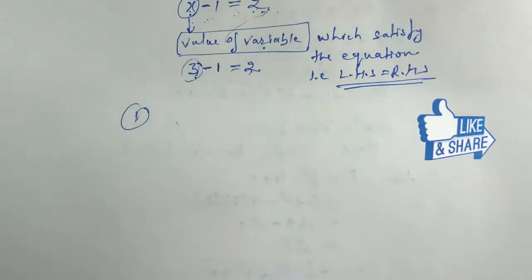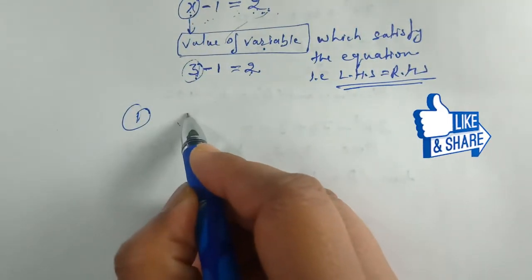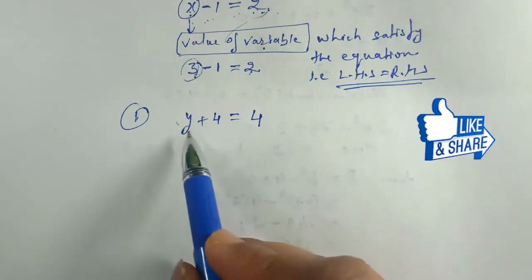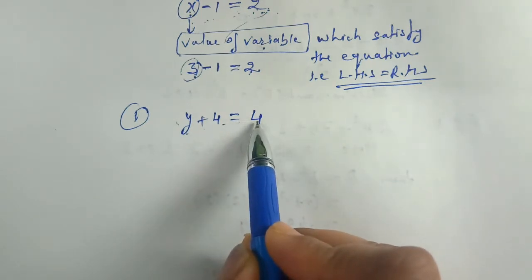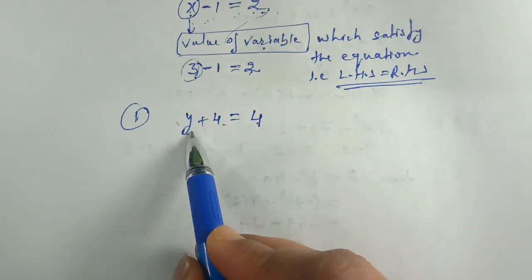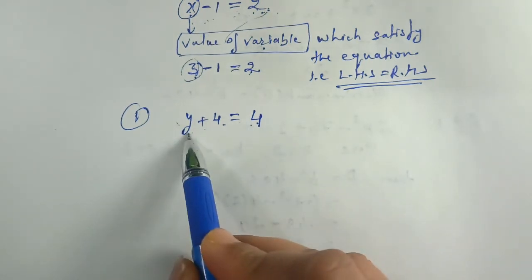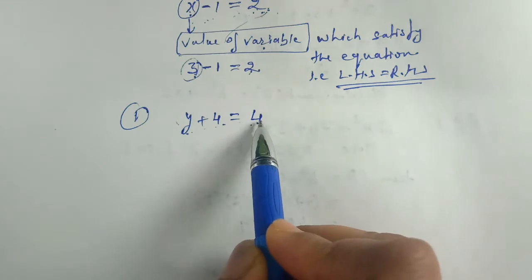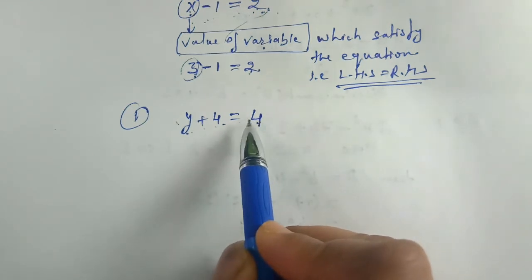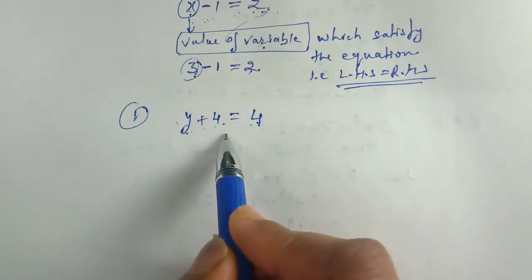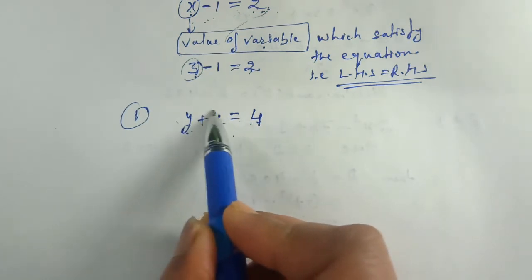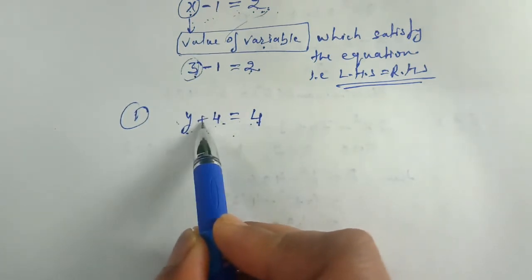So let us take an example. y plus 4 is equal to 4. Now we have to think what number should be placed in place of y, so that by doing the calculation on the left hand side we'll get the number 4 as on the right hand side. We have to remember some points: with the y we have in combination plus 4. It means we have to make it 0.